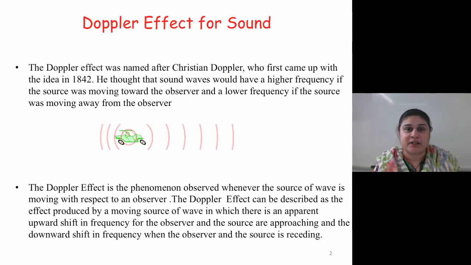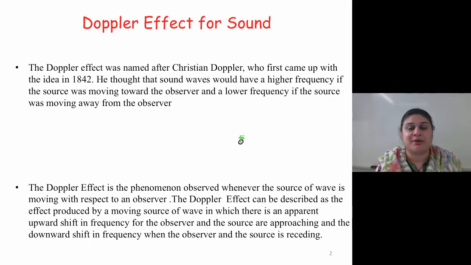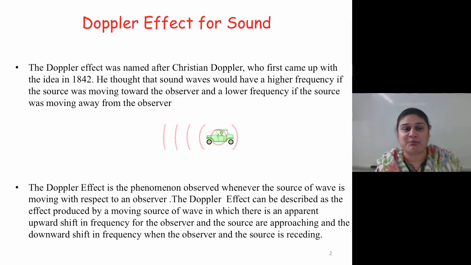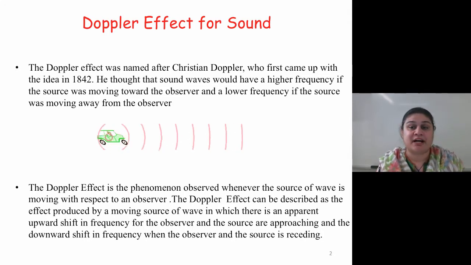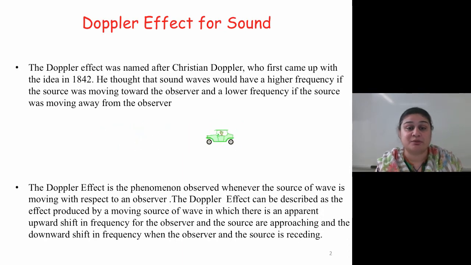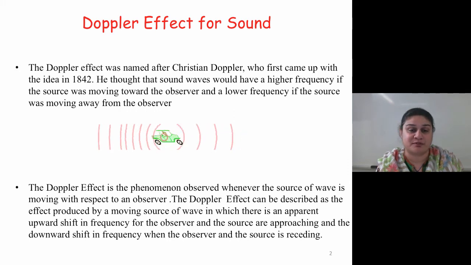Doppler's effect. Doppler's effect was named after Christian Doppler, who first came up with the idea in 1842. He thought that sound waves would have a higher frequency if the source was moving towards the observer and a lower frequency if the source was moving away from the observer.